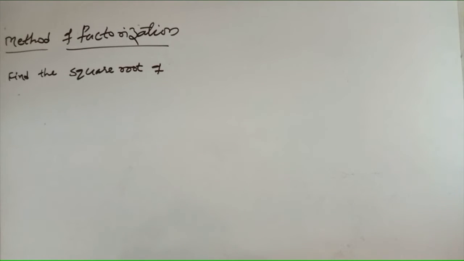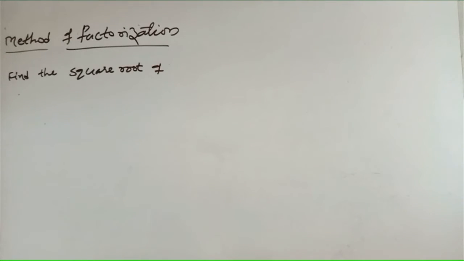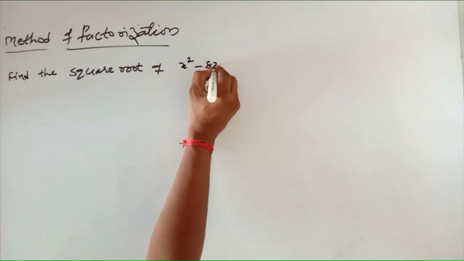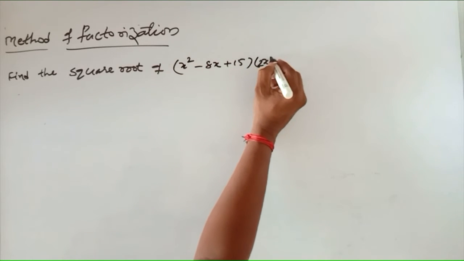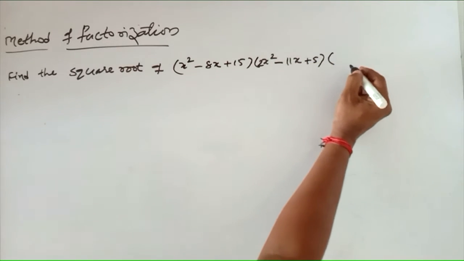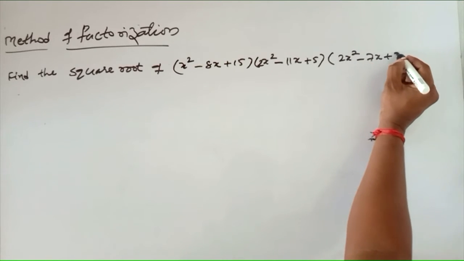Children, the next method is method of factorization. So in this method we will factorize the polynomials. Again, just like last method how we did, we are going to solve the problems. The first question is, find the square root of x square minus 8x plus 15 into 2x square minus 11x plus 5 into 2x square minus 7x plus 3.